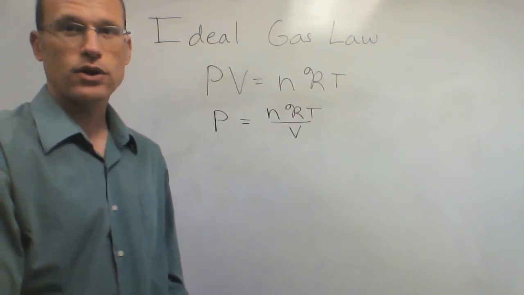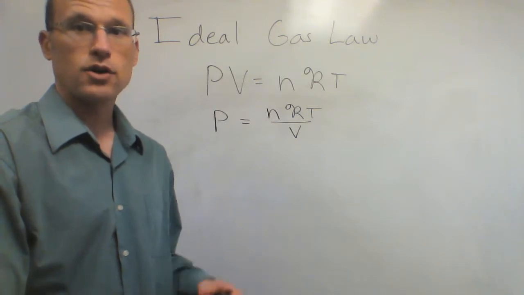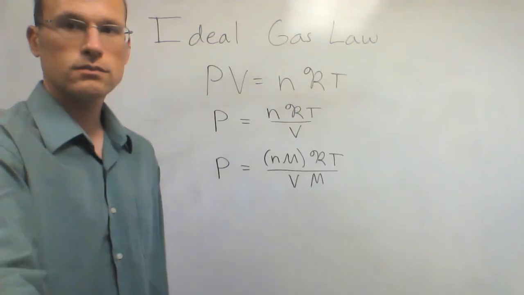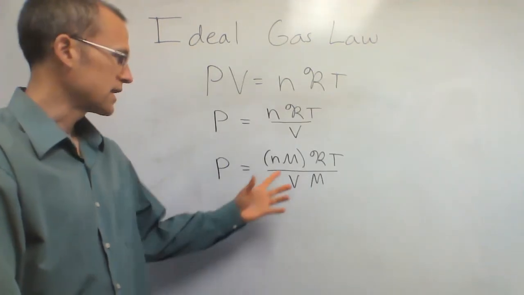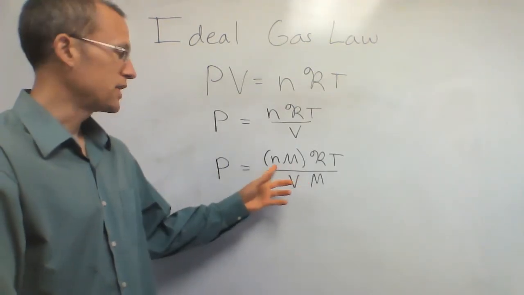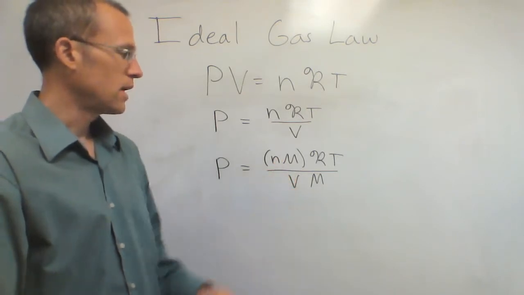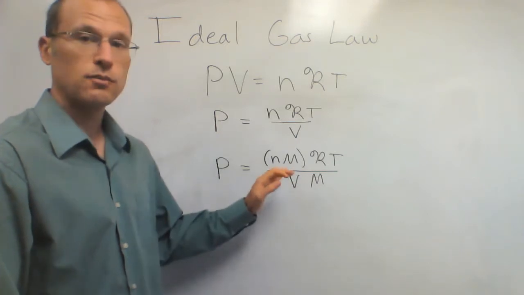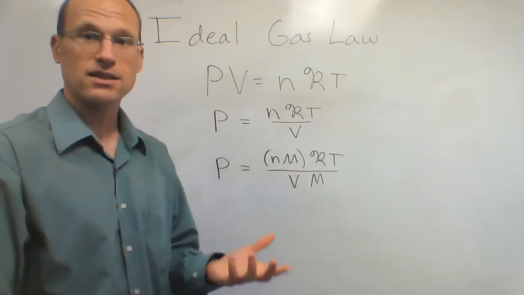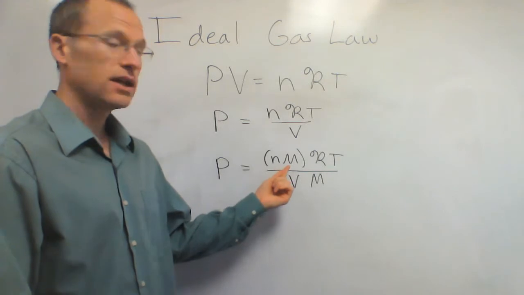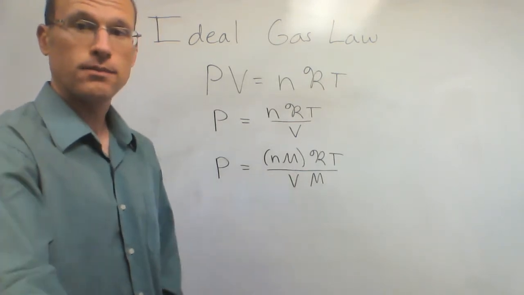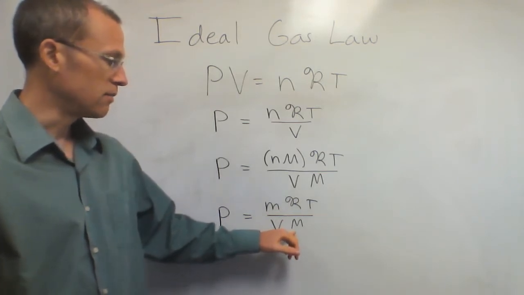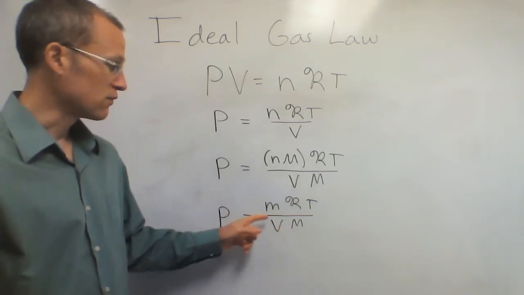And the next thing I'm going to do is multiply top and bottom by the molecular mass. I'm going to call that capital M. So there we go, I have this extra molecular mass on top. I put that with the number of moles, and then M on the bottom. Now, little n, number of moles, times the molecular mass, that's the actual mass of the gas. So I can replace nM by just little m for the mass. So now I have mass of the gas, RT, over volume, and molecular mass, big M.